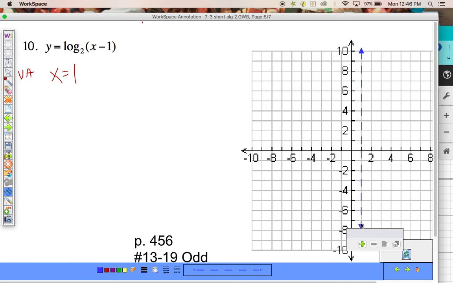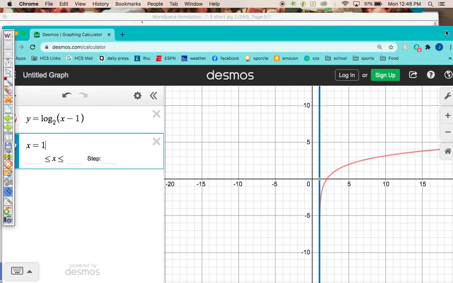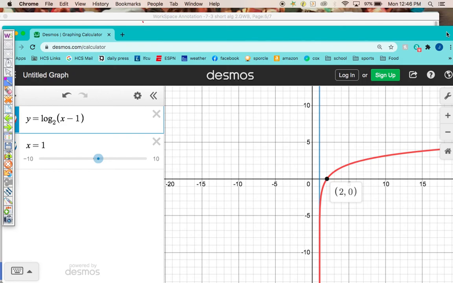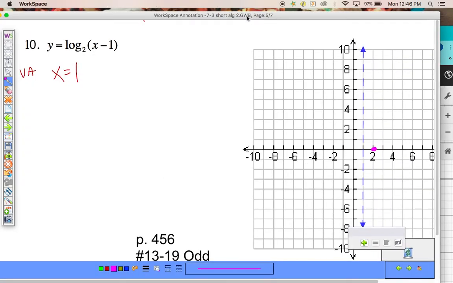All right, going back to my graph now. My x-intercept looks like it's the point 2, 0. So I'm going to put a point at 2, 0. Kind of getting an idea what's going on. All right, that looks good. Now I'm going to do this. And I will accept this as y equals the log base 2 of x minus 1. My x-intercept was 2, 0.